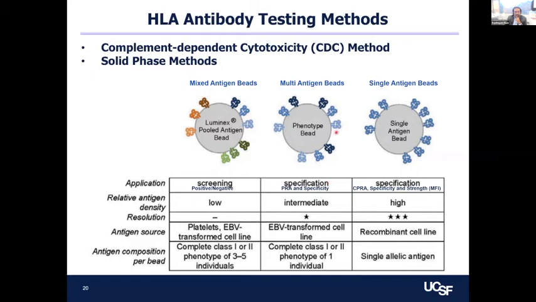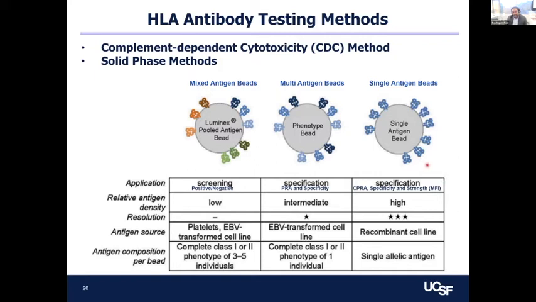Then the second method is a multi-antigen bead. It's like a synthetic cell. So you isolate HLA protein from one individual and conjugate it on a single bead. So you can get hundreds of beads carrying HLA proteins from 100 different individuals. Pooling them and using this as the detection reagent, you can identify whether the patient has any antibodies. If they have some level of specificities, we can identify. But because of the HLA protein cross-reactivity, it is sometimes very hard to tell what type of HLA antibody the patient makes. It is a little expensive, but not much. It is cheaper than the next method, the single antigen beads.